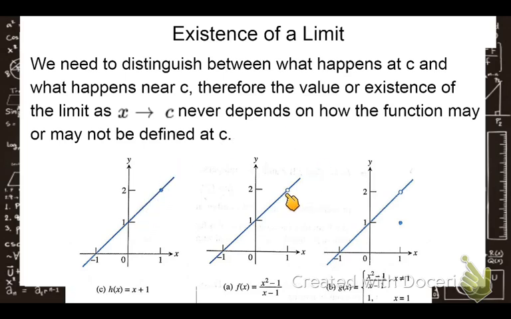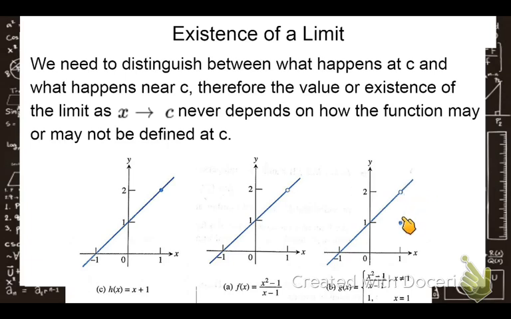In this one, the limit still exists. The limit from the left of 1 and the limit from the right of 1 both go to 2, but the function does not exist. Notice there's an open hole there. So this function is not continuous. We call that a removable discontinuity, which again we learned later. But the limit still exists. From the left and right it goes to 2, even if the function does not equal that.